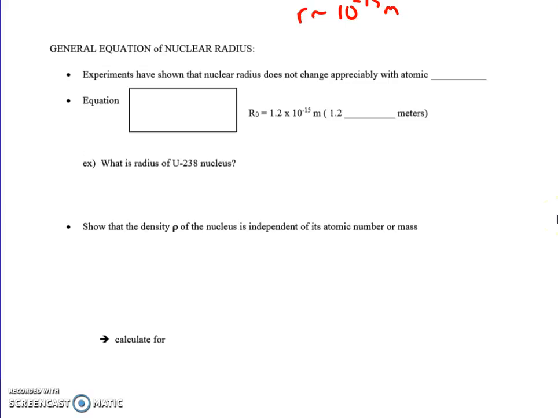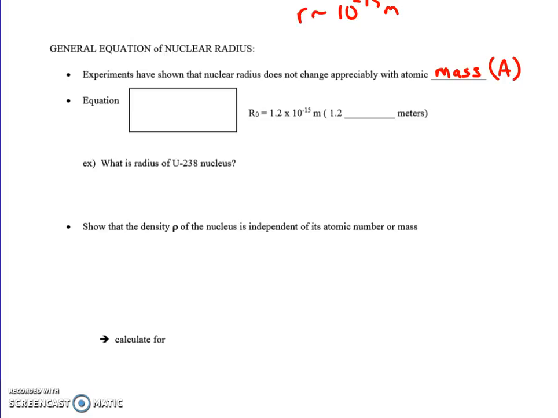So if we look at the radii of other nuclei, going from hydrogen to, let's say, uranium, you might expect that the nucleus would get bigger and bigger as we pile on more nucleons. It turns out that that's true to a certain extent, but it doesn't grow as quickly as one might expect. It doesn't change appreciably with atomic mass A.